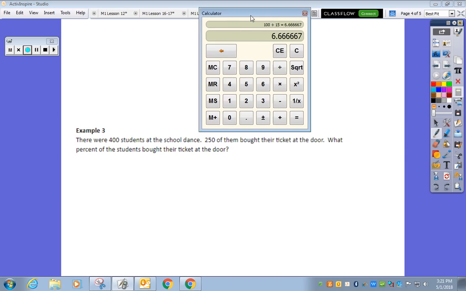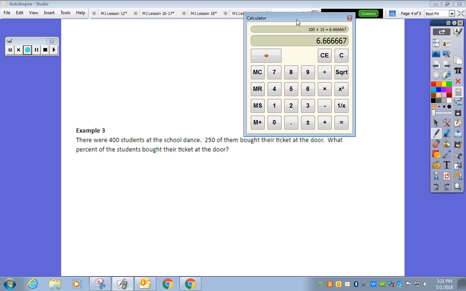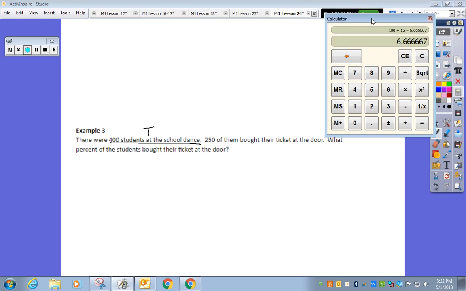Okay, in our next example, it says there were 400 students at the school dance. 250 of them bought their ticket at the door. What percent of the students bought their ticket at the door? So in this case, I am being given a total. There were 400 students at the dance. That's our total. I am being given a part. 250 bought their ticket at the door. So that's my part. And I'm looking for the percent who bought their ticket at the door.